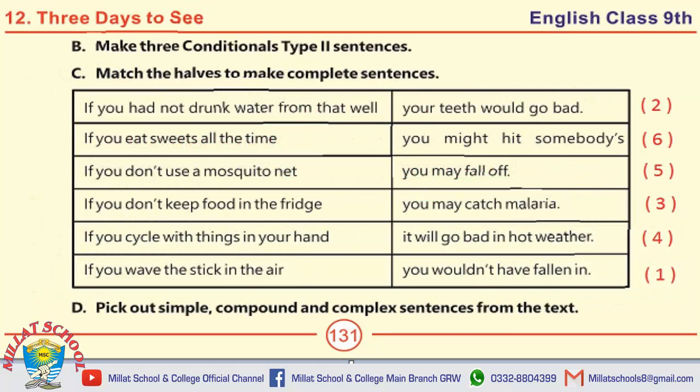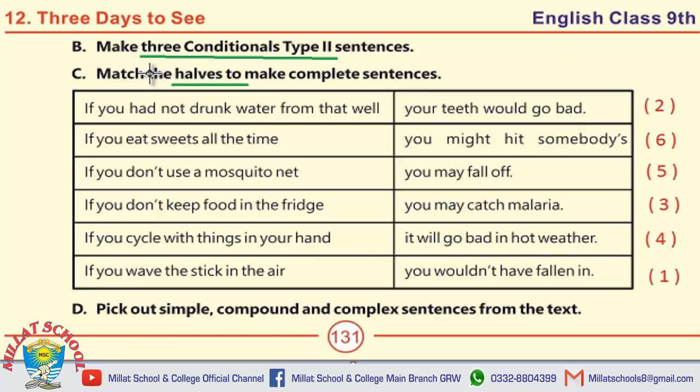Next, B section. Make 3 conditionals type 2 sentences. The first sentence is sentence number 1. If he had told a lie, I would have punished him. Sentence number 2. If you had not gone there, I would have met you. And sentence number 3 is, if he had worked hard, he would not have failed.